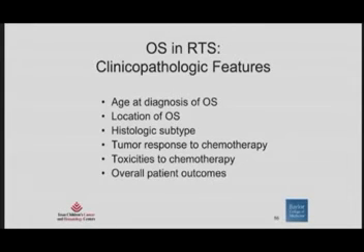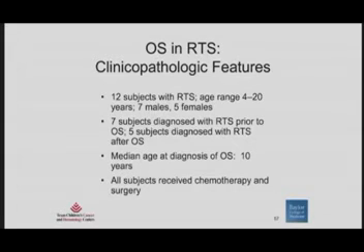So in order to better understand osteosarcoma and RTS, we looked at those features that I mentioned earlier, including the age at diagnosis, the location, histologic subtype, tumor response to chemotherapy, toxicities to chemotherapy, and the overall patient outcomes. We identified 12 subjects with RTS, age range 4 to 20 years, who had been diagnosed with osteosarcoma. The median age at diagnosis was 10 years old, which is younger than in the general population.